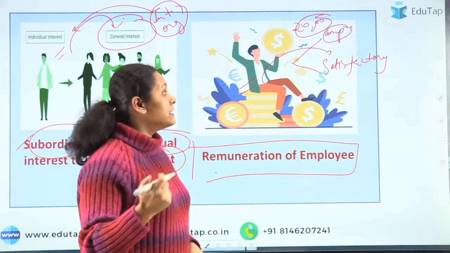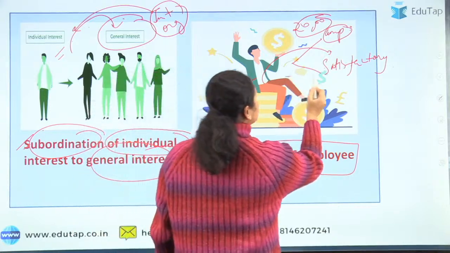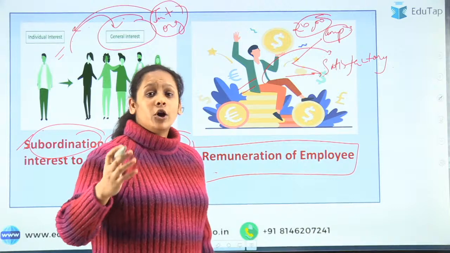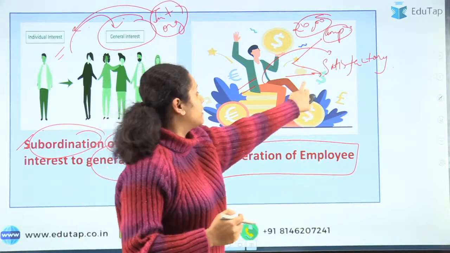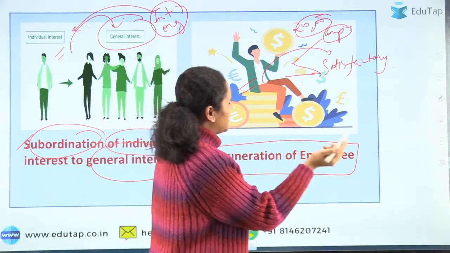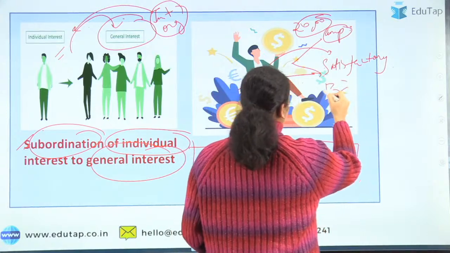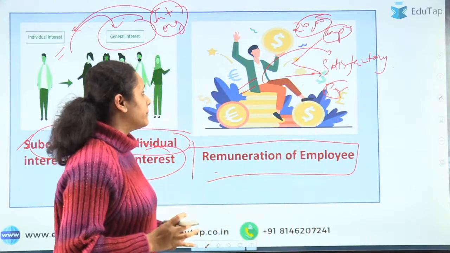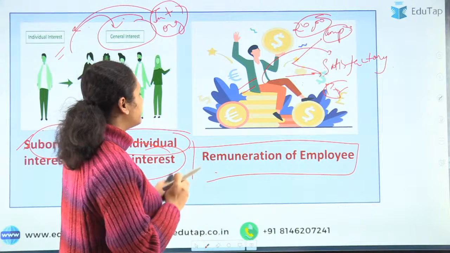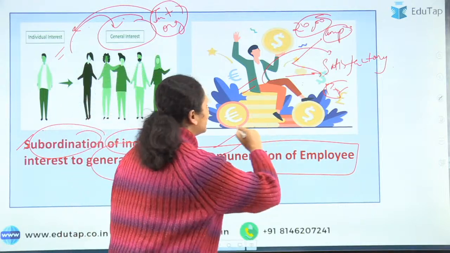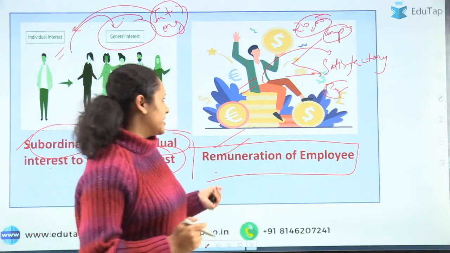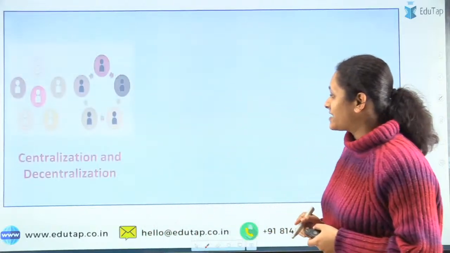Why is this important? Let's say if the person is not satisfied, what would happen? He would not put in all the efforts which are required by him to carry out the various tasks or processes given to him. So this is what Henry Fayol said, that employees should be given proper remuneration. What is the next principle?